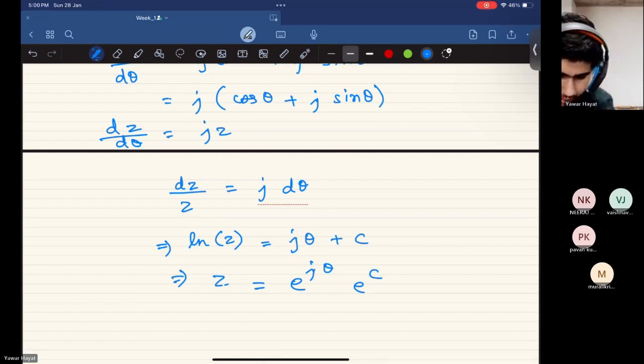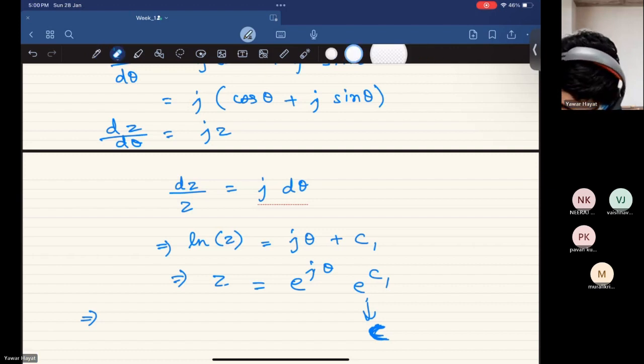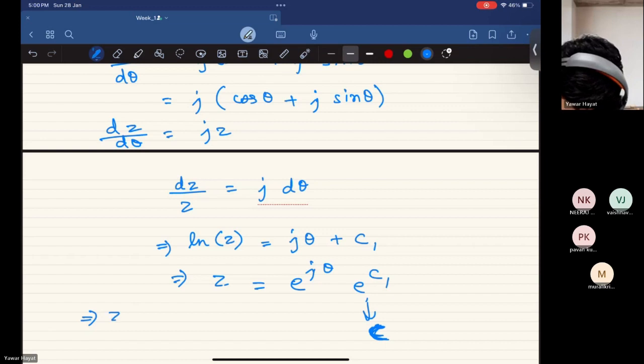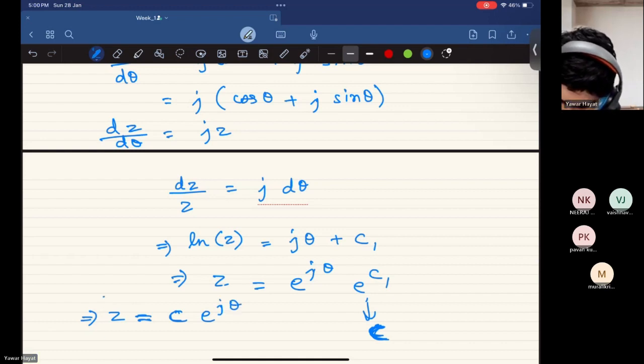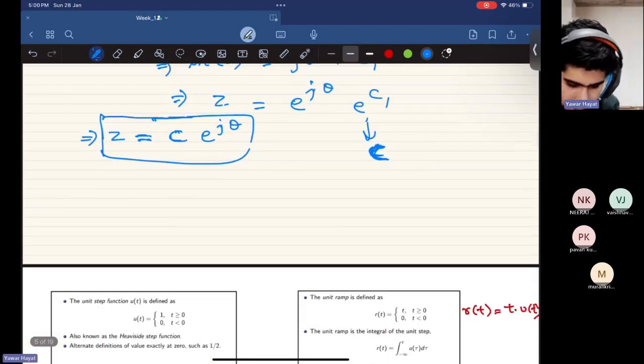So e power c is nothing but a constant, right? Let the constant of integration be c1. Now z is c times e power j theta.